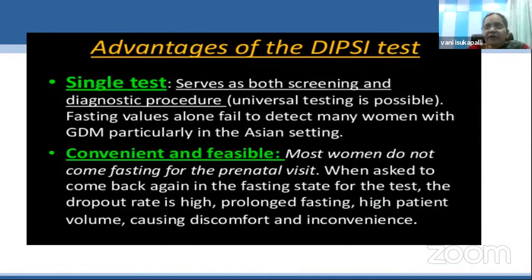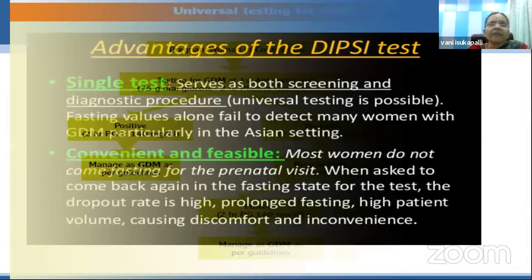Second, it is convenient and feasible. Most women don't come in a fasting state for an antenatal checkup, so this test, being irrespective of the fasting status, is convenient. It is feasible also because we just use a glucometer. So these are the unique advantages of doing a DIPSI test as a screening test for GDM.